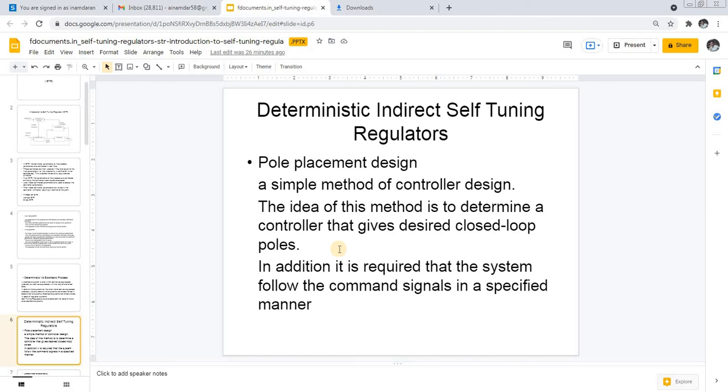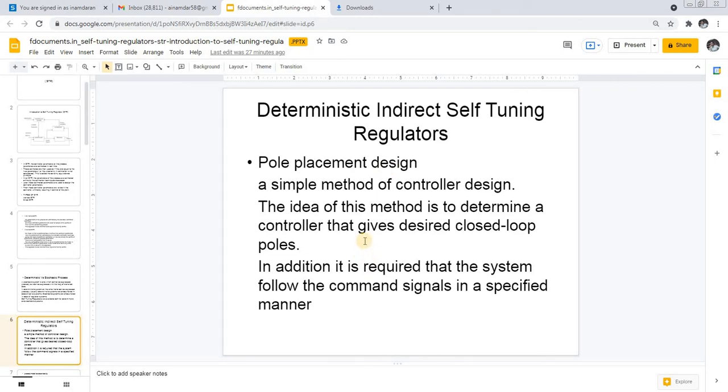In case of indirect methods, these are also called explicit self-tuning control, as I said in the earlier slide, because the process parameters have been estimated. And direct updating of the controller parameters is called implicit self-tuning control.